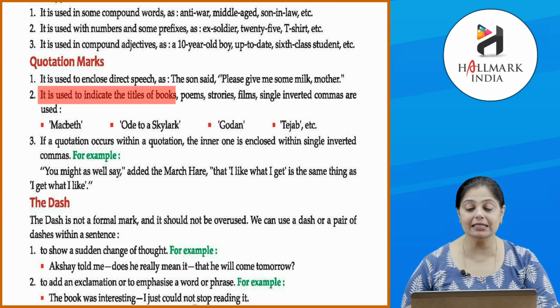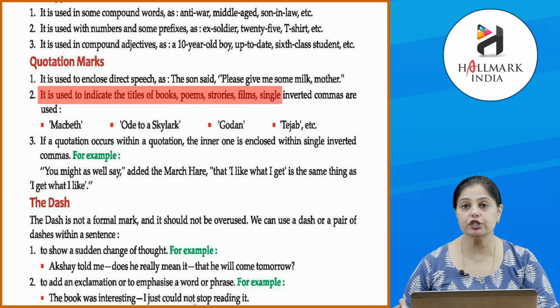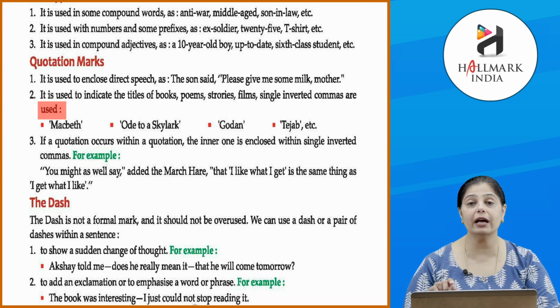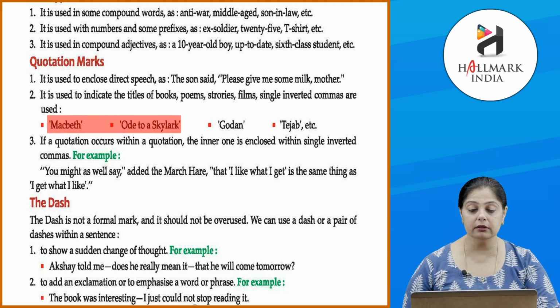It is used to indicate the titles of books, poems, stories, films. Single inverted commas are used. Okay. Now, when we are talking about anything which is a title of a book or a poem or a story or a film, we will put it in single inverted commas. When someone is speaking, we put it in double inverted commas, and when the name of such a thing comes, we put it in the single quotation mark. Okay. Like Macbeth, Ode to a Skylark, Godan, Tezab, etc.